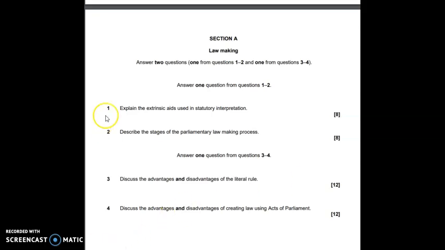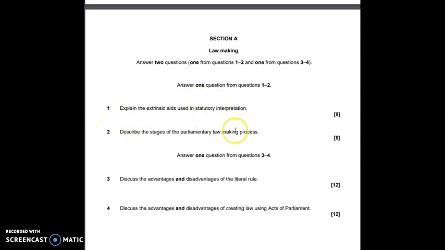So on section A, you would either answer question 1 or question 2. Number 1 is asking you about extrinsic aids to statutory interpretation. So in that answer, you'd be talking about things that are external to the Act of Parliament that may assist a judge in interpreting the Act. So you might talk about things like dictionaries and Hansard, other Acts of Parliament, reports by the Law Commission, etc.